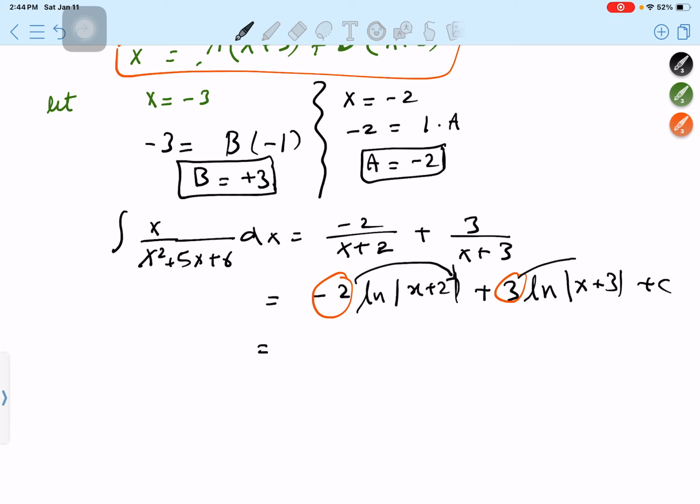So I'm actually going to do a couple things first. I'm going to rewrite this as 3 times the natural logarithm of the absolute value of x plus 3, and then I'm going to write my minus 2 natural logarithm of x plus 2, just to basically rearrange it and make it look like one of their solutions.